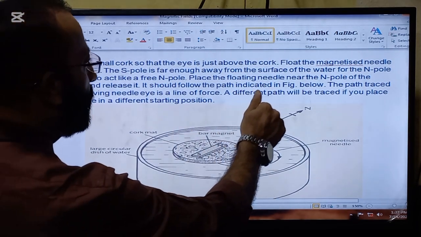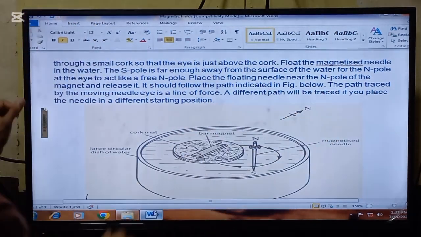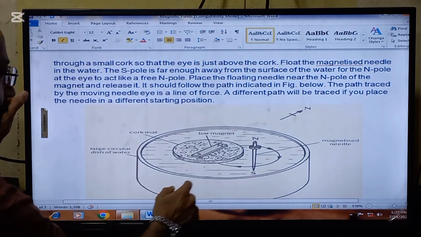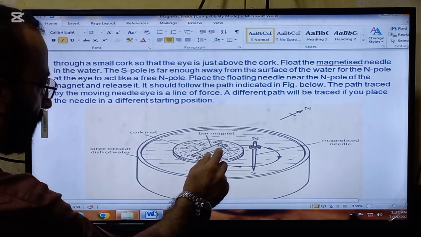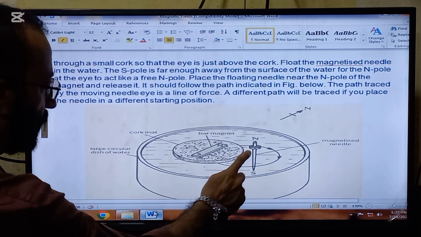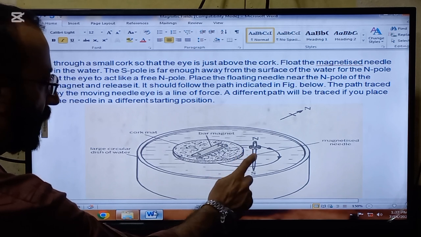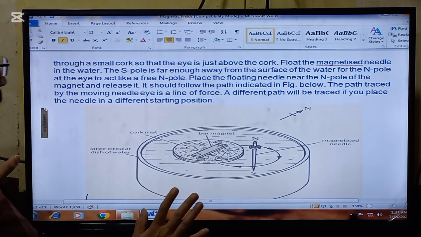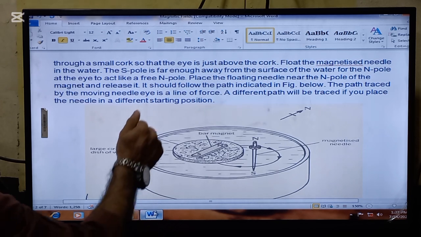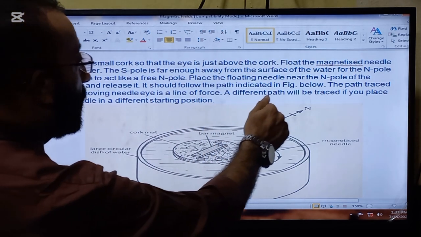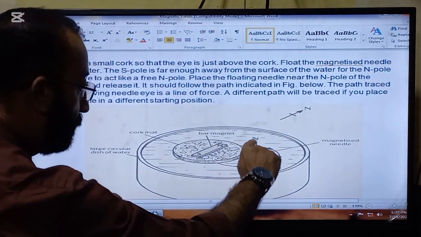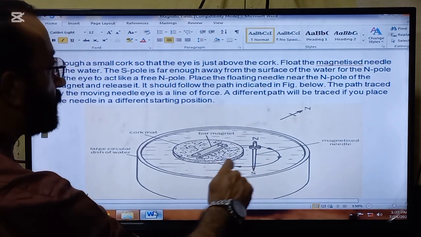Place the floating needle near the north pole of the magnet and release it. So we will place the north pole of the magnet near the north pole of the needle and release it. It should follow the path indicated in the figure below. So it will follow the path like this.